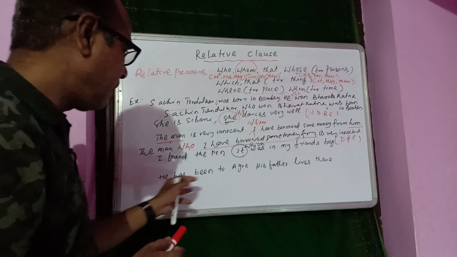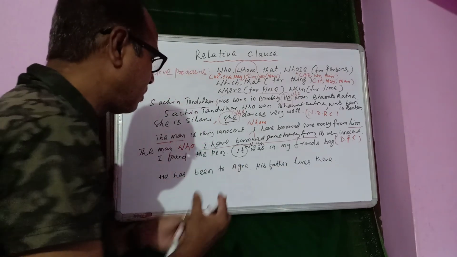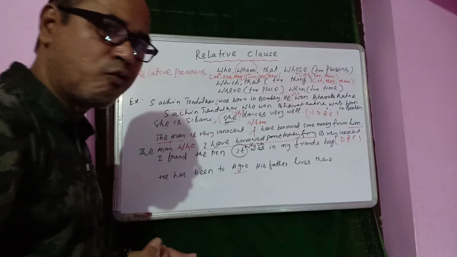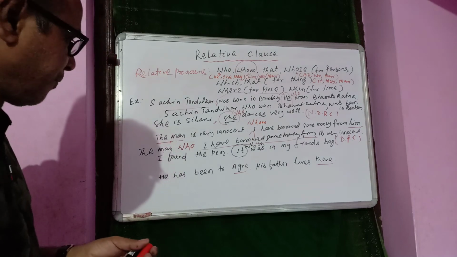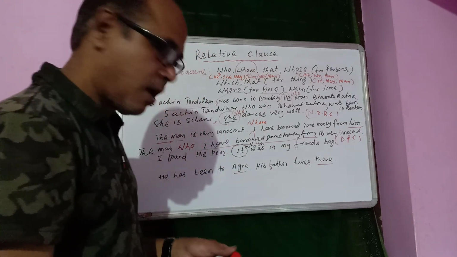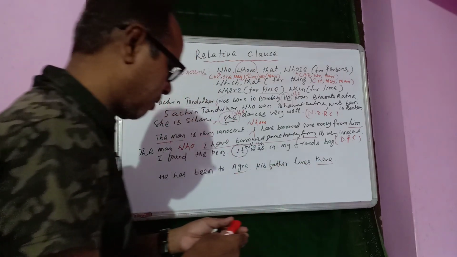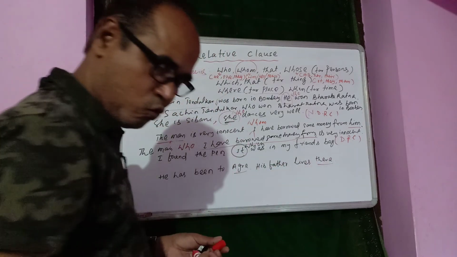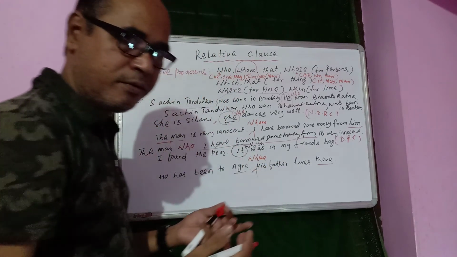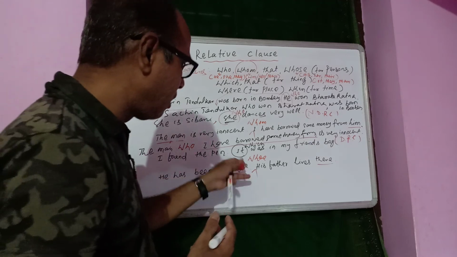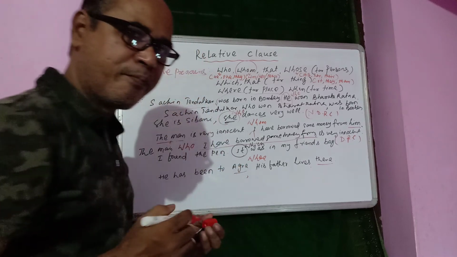He has been to Agra. His father lives there. Here, Agra defines the place. He has been to Agra; Agra is already defined. His father lives there. For there, you can use where. He has been to Agra, where his father lives. We can use a comma.